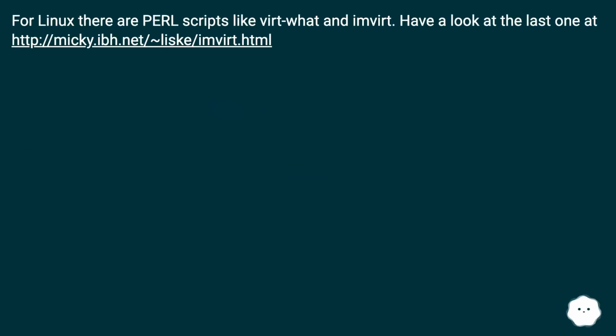For Linux, there are Perl scripts like virt-what and Invirt. Have a look at the last one at this URL.